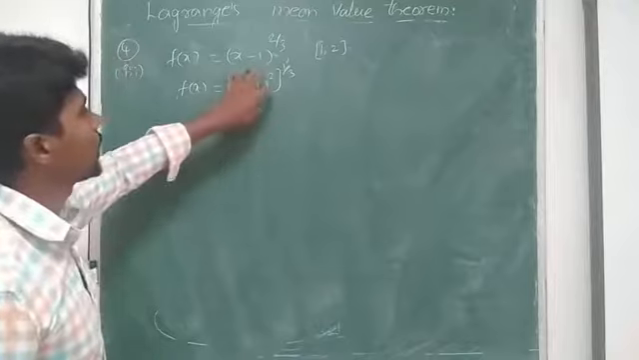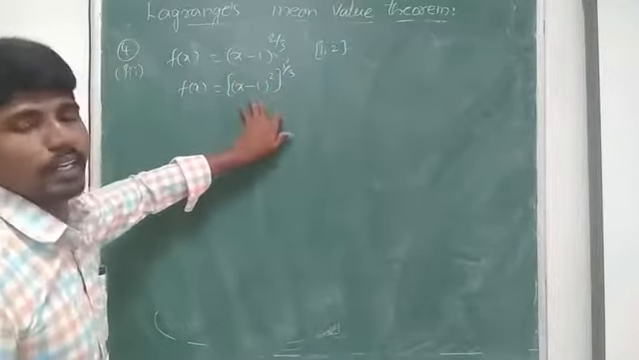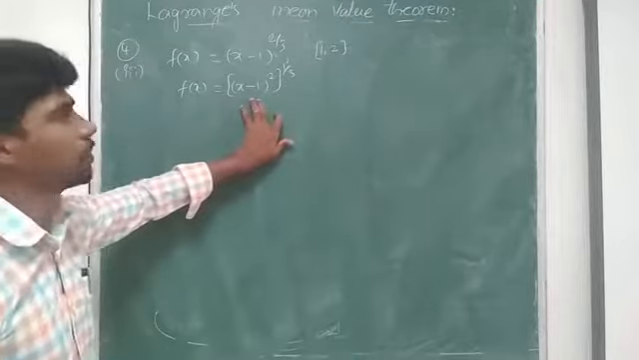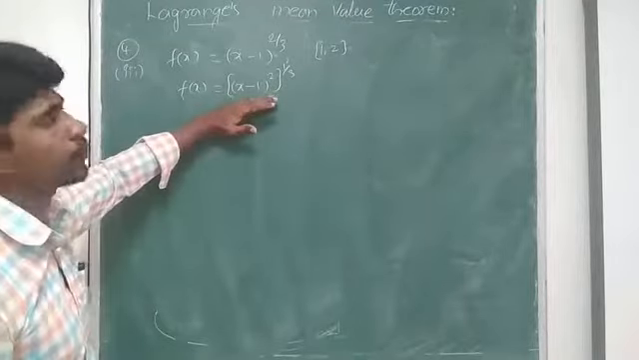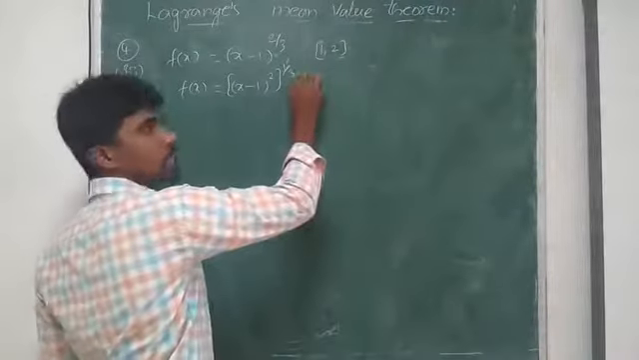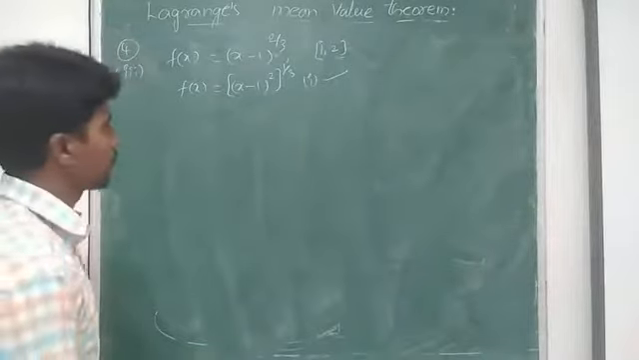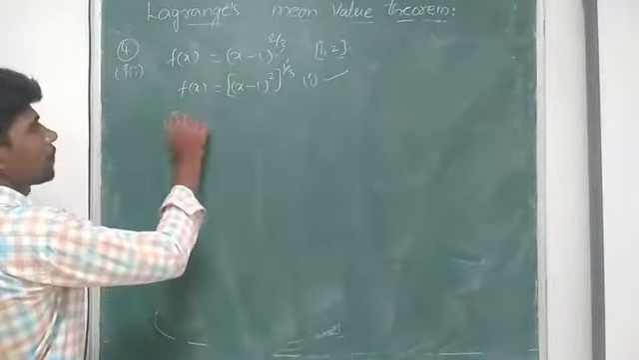Now, you see, this is always positive. The cube root of any real number exists. So this function is continuous for all real numbers. So 1 comma 2 is a subset of real numbers. So the function is continuous. So the first point is satisfied. Second one, differentiability.